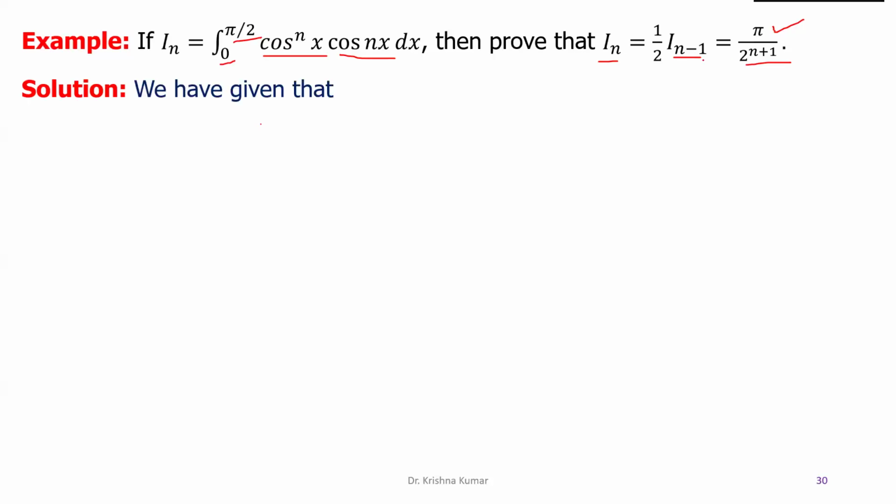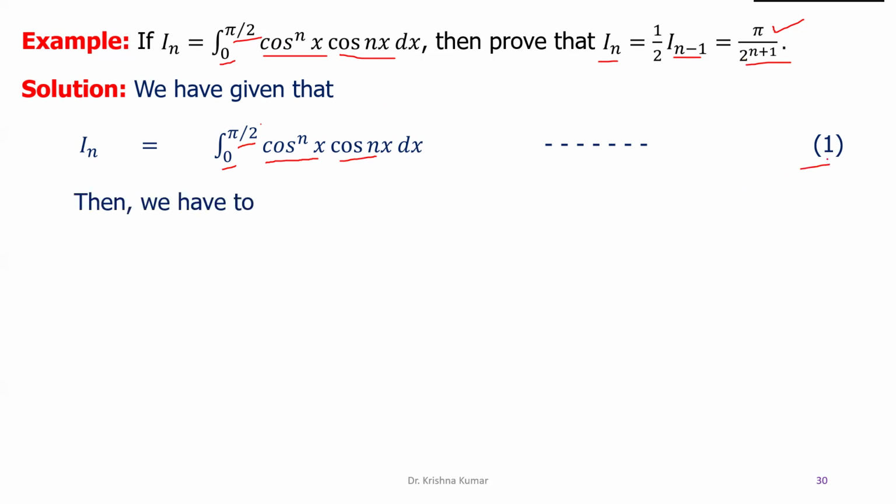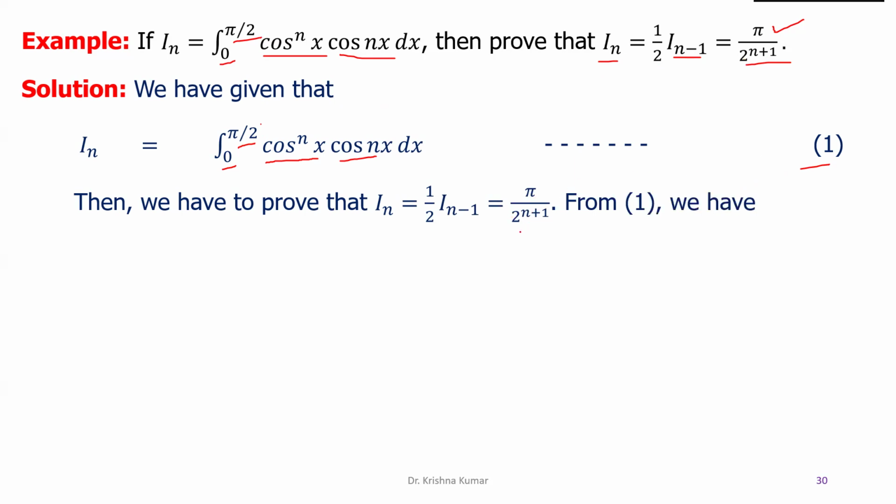We have given that I_n is equal to the integration of cos^n x cos nx under the limit 0 to pi by 2. Let us give it equation number 1. Then we have to prove that I_n is equal to 1 upon 2 I_(n-1), which is equal to pi upon 2^(n+1).